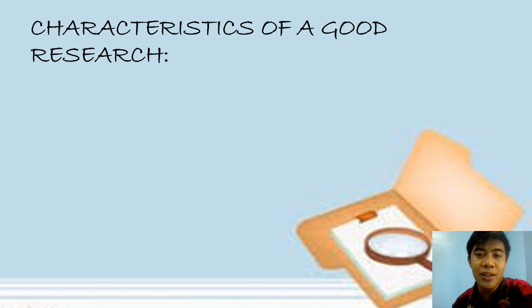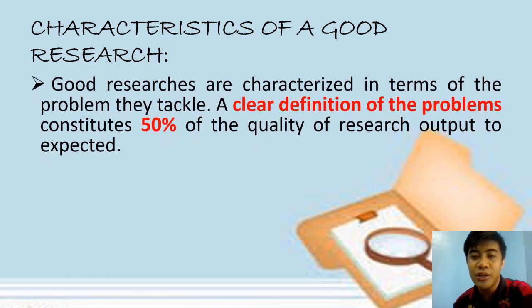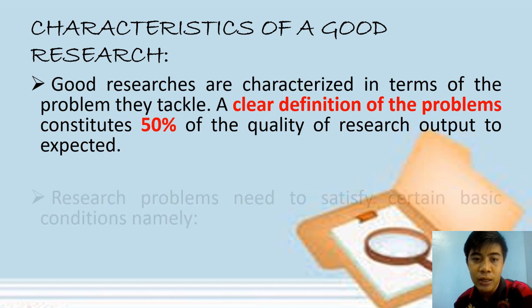So what are the characteristics of a good research? Mainly, a good research should have a good problem. Good researches are characterized in terms of the problems they tackle. A clear definition of the problem constitutes 50% of the quality of the research output to be expected.